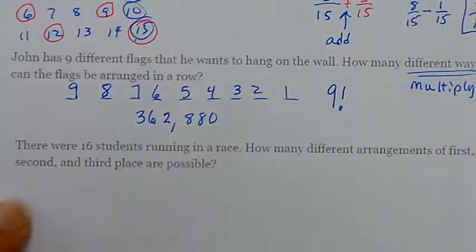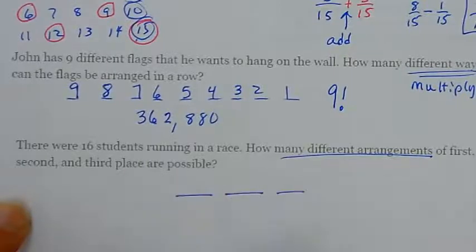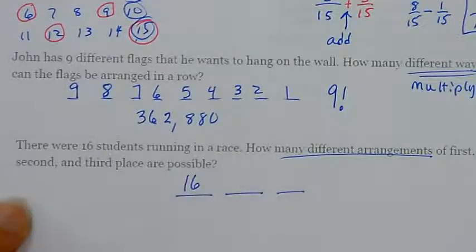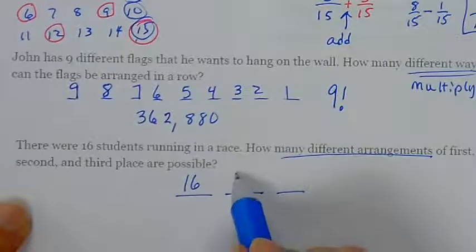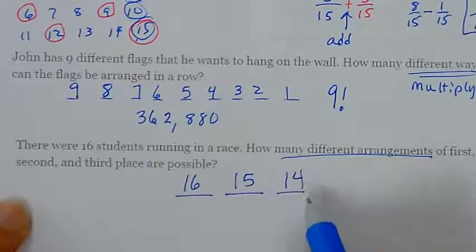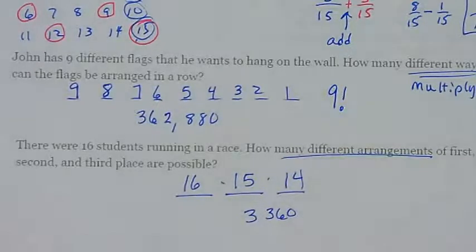There are 16 students running in a race. How many different arrangements, or how many ways, so I know I'm going to multiply, can I get first, second, and third place? Well, if there are 16 students running in a race, there are 16 students that could finish in first place. Once somebody finishes in first place, there are only 15 students to choose from for second place. And once somebody gets second place, there are only 14 students for this place. So when I multiply those together, I get 3,360 different ways that that could happen.